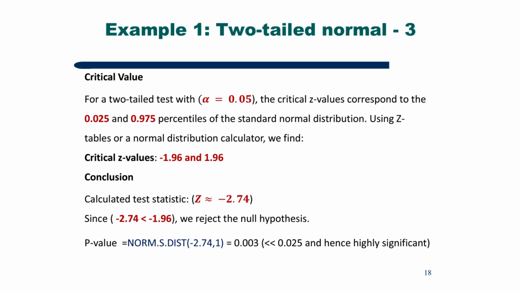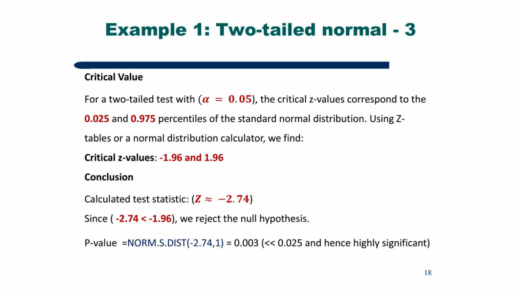Critical value. For a two-tailed test with alpha equal to 0.05, the critical z-values correspond to the 0.025 and 0.975 percentiles of the standard normal distribution. Using z-tables or a normal distribution calculator, we find critical z-values negative 1.96 and positive 1.96.